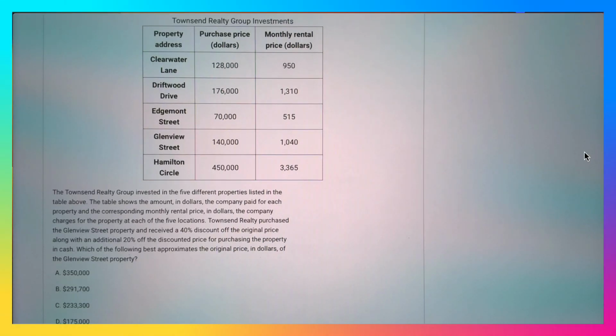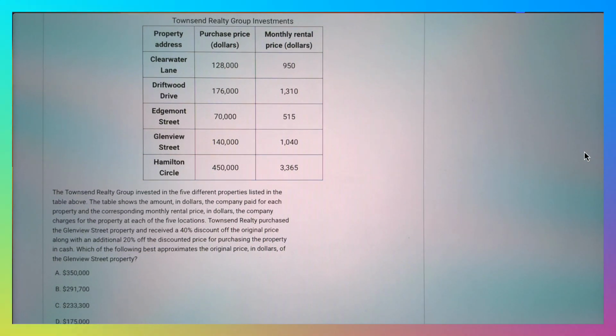So here we are given a table with the property addresses and the purchase price and the monthly rental price. Depending on the situation, you may not need all these. So let's read the paragraph.